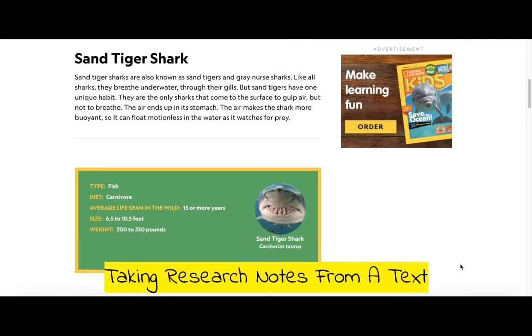Sand tiger sharks are also known as sand tigers and gray nurse sharks. Like all sharks, they breathe underwater through their gills, but sand tigers have one unique habit. They are the only sharks that come to the surface to gulp air, but not to breathe. The air ends up in its stomach. The air makes the shark more buoyant so it can float motionless in the water as it watches for prey. This chart tells me that sharks are a type of fish. They are carnivores, so they eat meat. They live about 15 years or more. They can be 6.5 to 10.5 feet long and weigh 200 to 350 pounds.